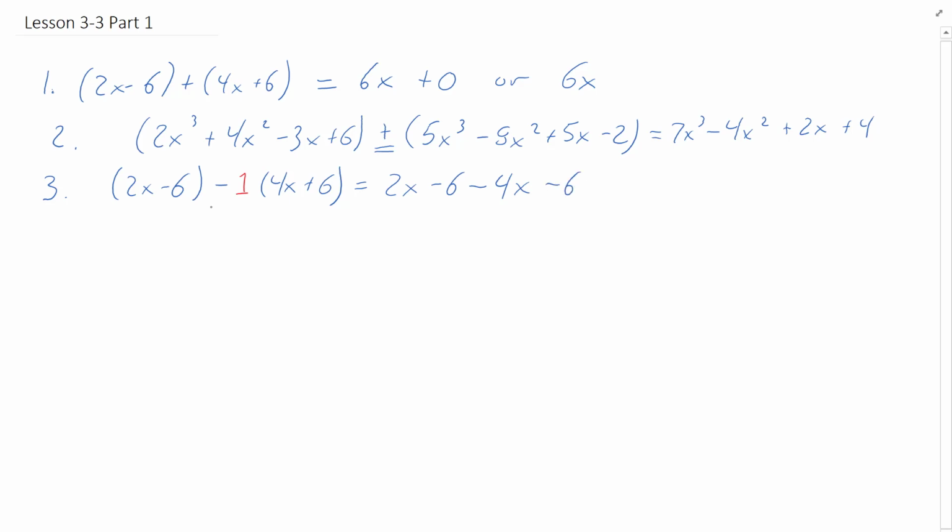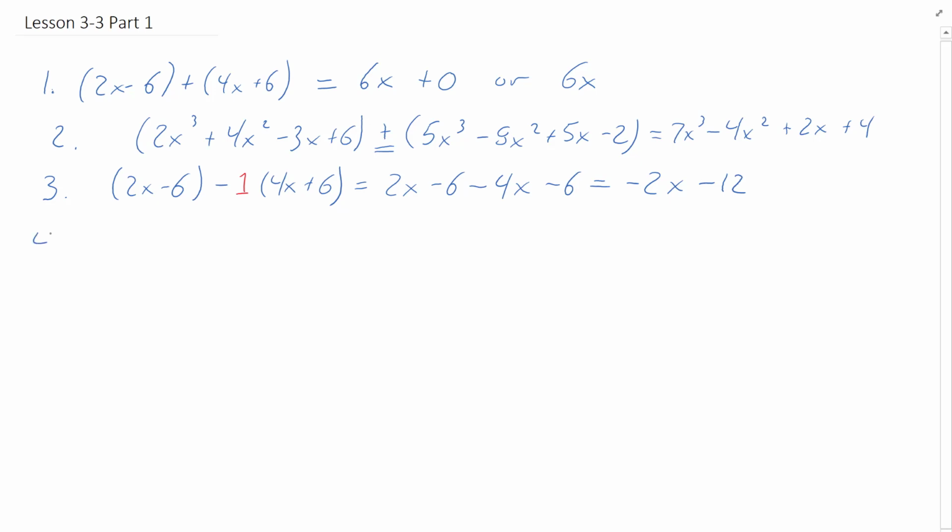So we convert that minus into a minus 1. We distribute it into the second polynomial. That allows us to get rid of the parentheses, and then we can combine our like terms. In this case, we end up with negative 2x minus 12 when we combine 2x and negative 4x, and then we combine negative 6 and negative 6.